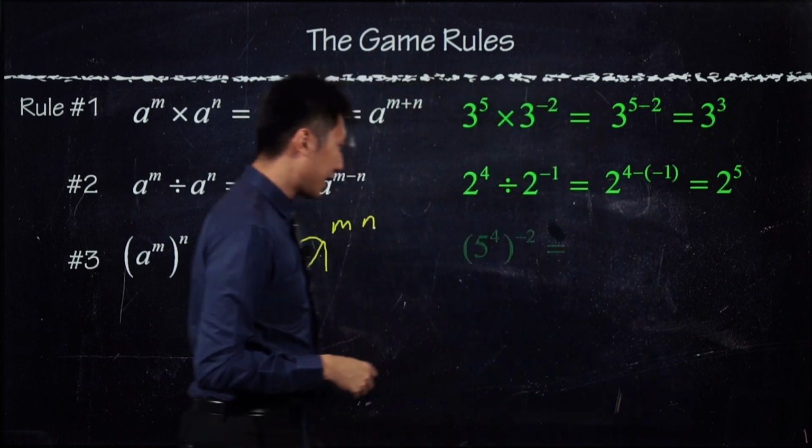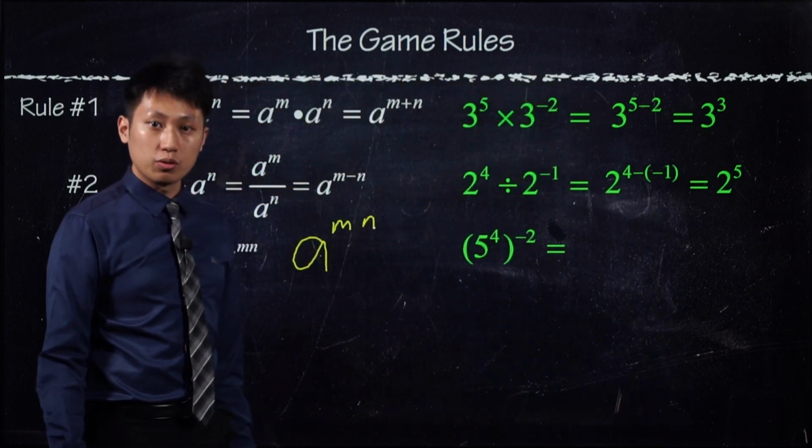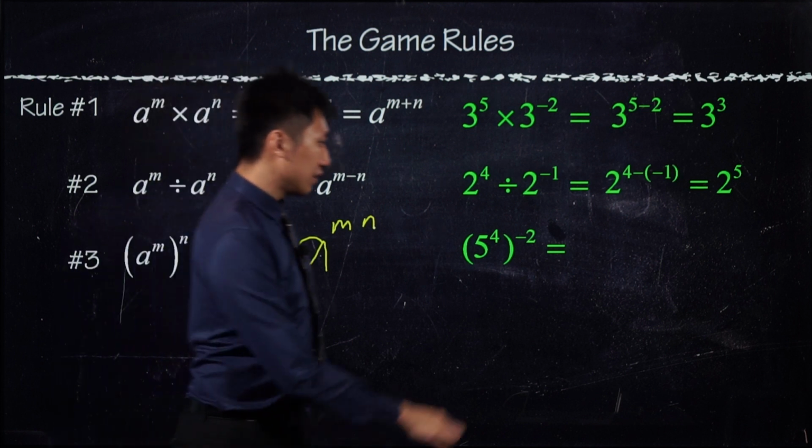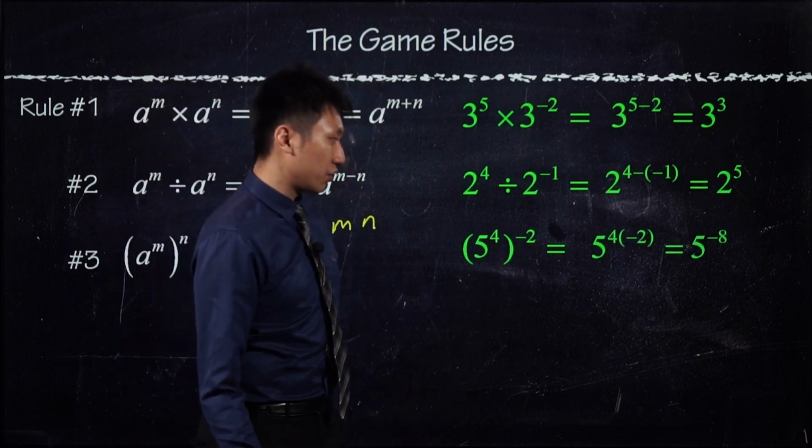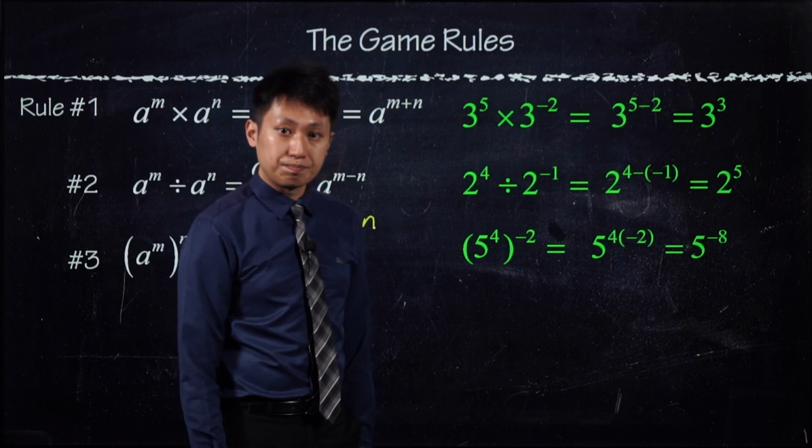Let's look at an example. 5 to the power 4, the whole thing to the power negative 2. This one, you just multiply them. So you get 5 to the power negative 8.